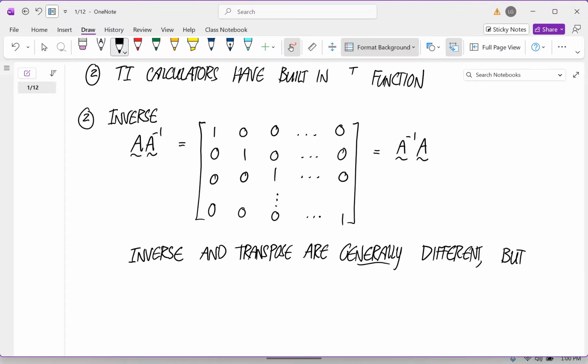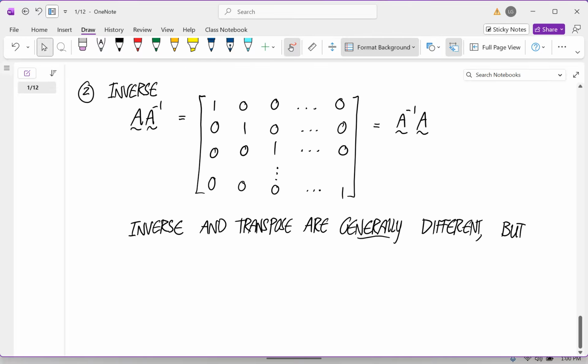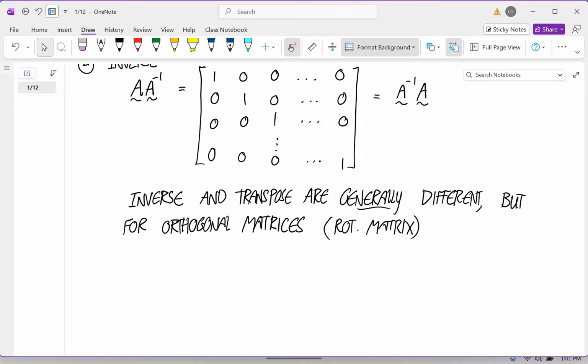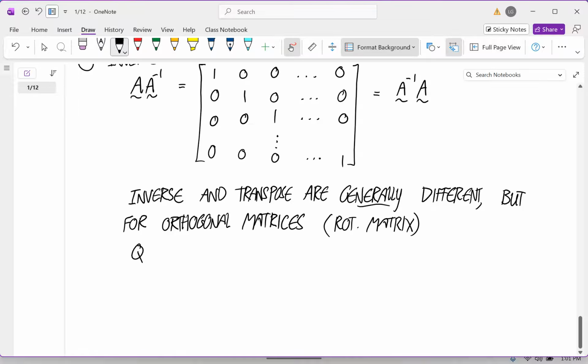But for orthogonal matrices, like the rotation matrix that we saw, I'm going to say that a rotation matrix is this matrix Q, then Q transpose is equal to Q inverse.